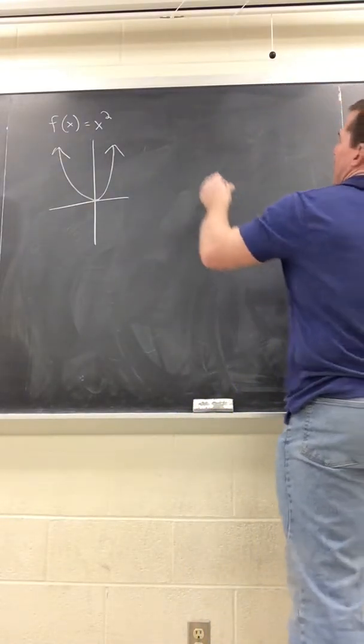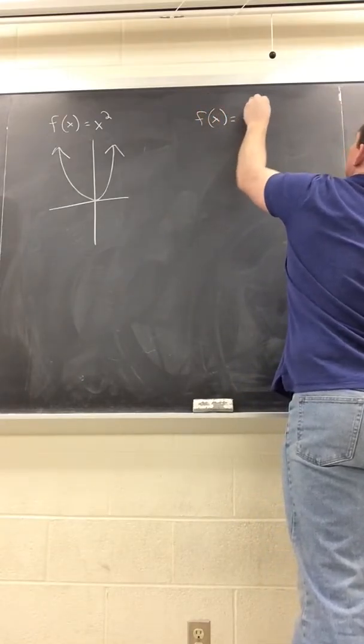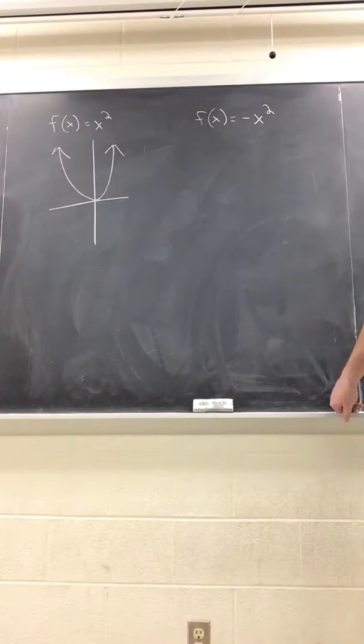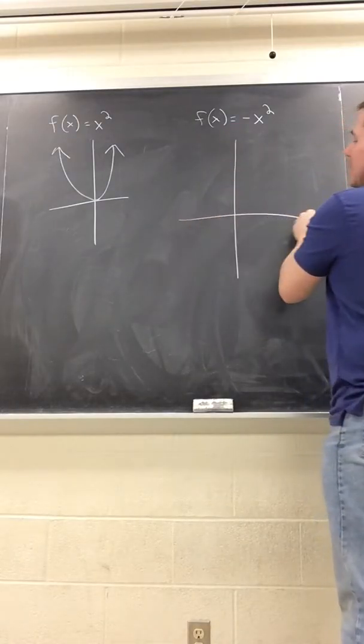Suppose we use our basic square graph again, only now I want to look at f of x equals negative x squared. Keep in mind, that negative is on the outside. You're going to square first and then make it negative. So, what does our graph look like?